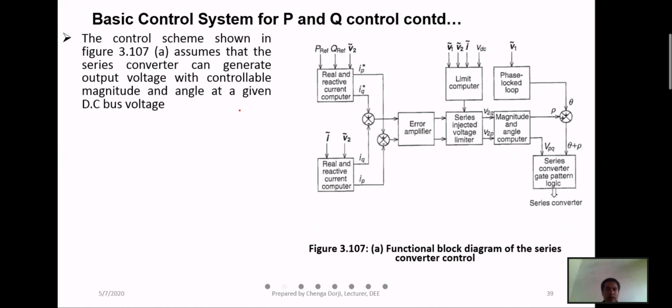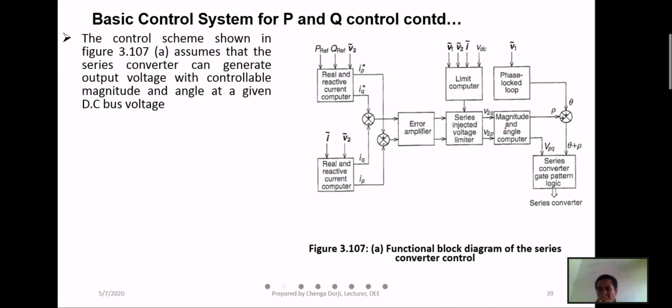The converter can generate an output voltage magnitude at a given DC bus voltage. In the block diagram you are giving the basic P and Q control. You will have P reference and Q reference, and V2 is given to the computer, which computes real and reactive power, then sums and compares them and gives the result to the error amplifier. The error amplifier compares it, and whatever error there is, it passes to the series injected voltage limit. After that, VpQ magnitude and phase are obtained.